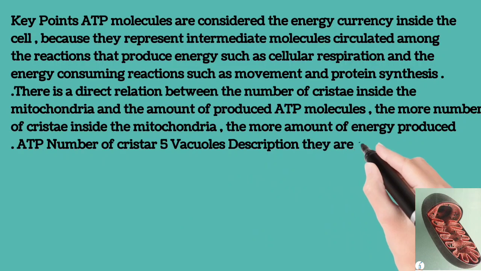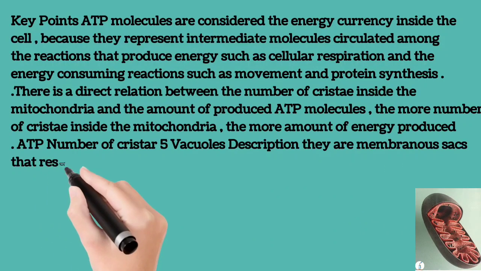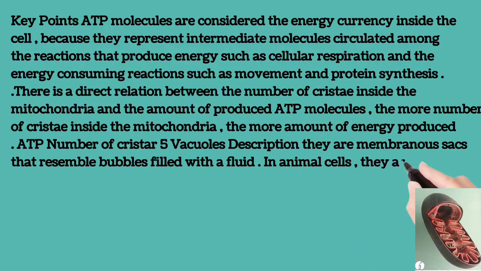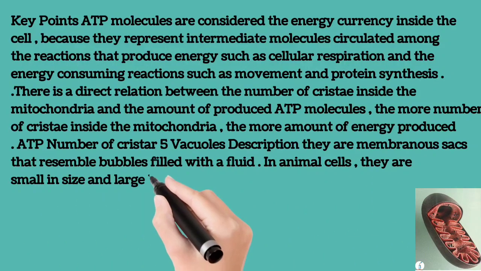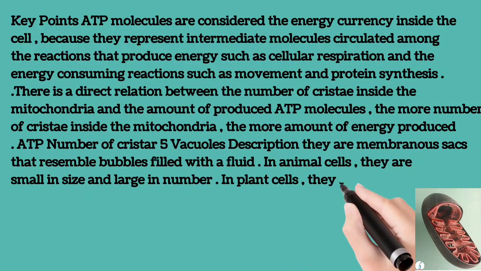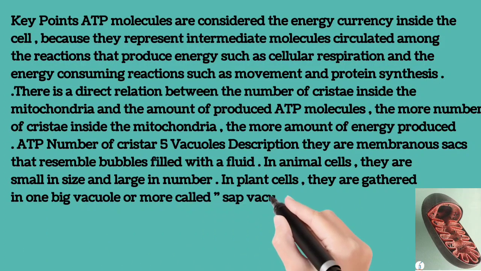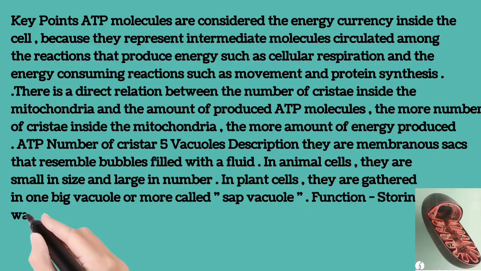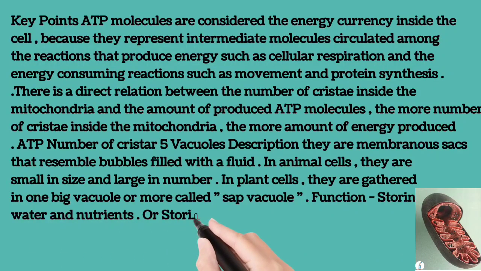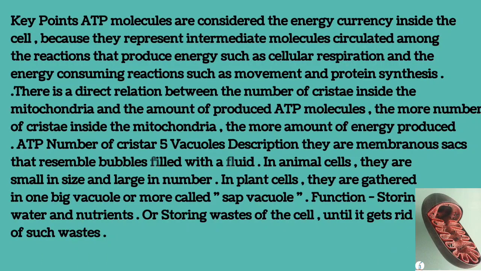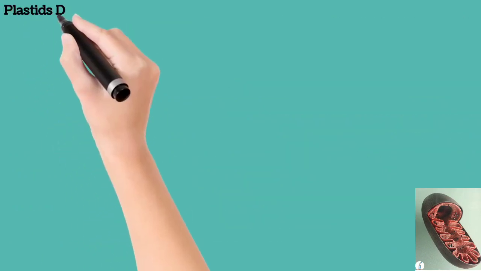Vacuoles. Description: they are membranous sacs that resemble bubbles filled with a fluid. In animal cells, they are small in size and large in number. In plant cells, they are gathered in one big vacuole or more called sap vacuole. Function: storing water and nutrients, or storing wastes of the cell, until it gets rid of them.